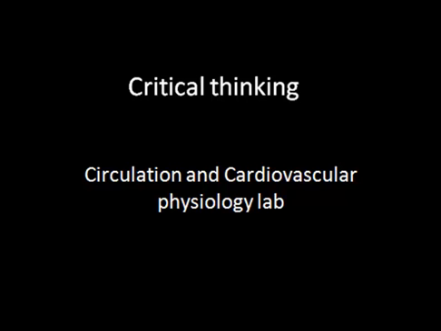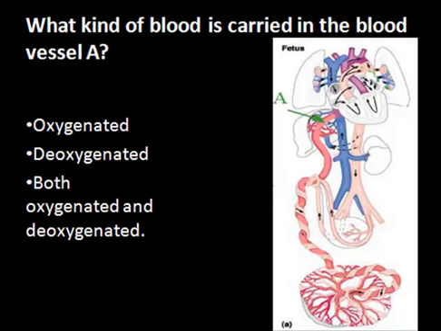This is critical thinking in the circulation and cardiovascular physiology lab. Let's look at some of the questions here. The first few are on circulation. So this is fetal circulation. This question is on fetal circulation, and these are the choices.